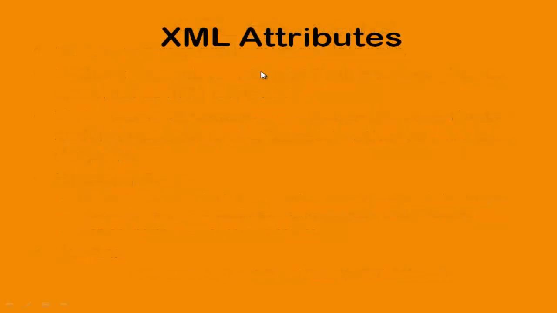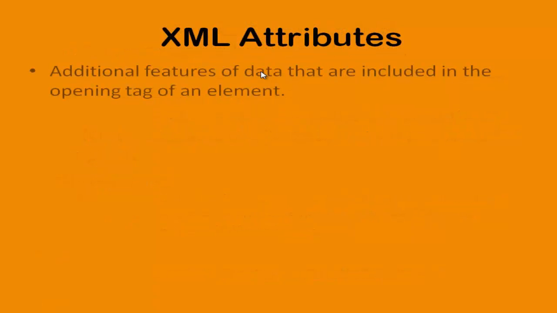XML attributes. What are attributes? Attributes are nothing but some additional feature if you want to give for your tag, that is known as an attribute. So they explain the characteristics of a tag. Just like HTML, here also we are going to give attributes for XML, but the only difference is they are not predefined. The XML attributes are user defined.